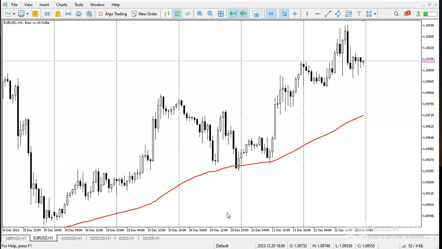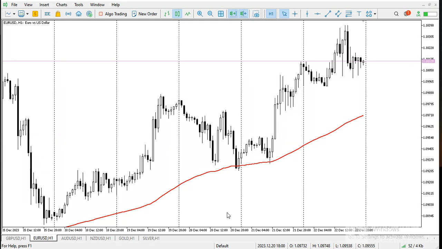Today we are going to look at the best smart trade strategy advanced. That is what I use when I trade. I usually use three things.